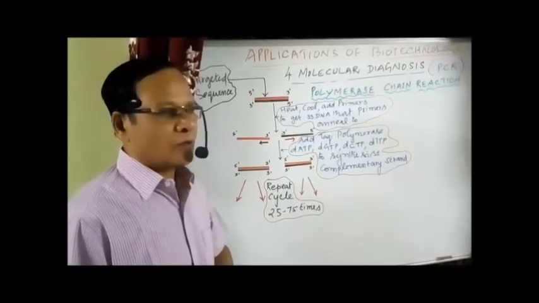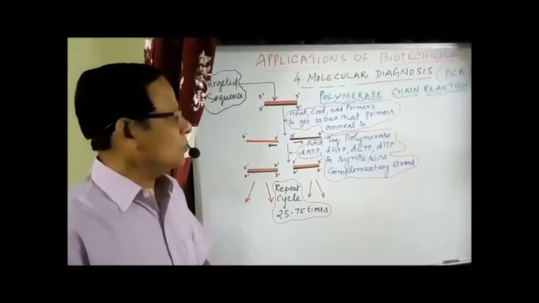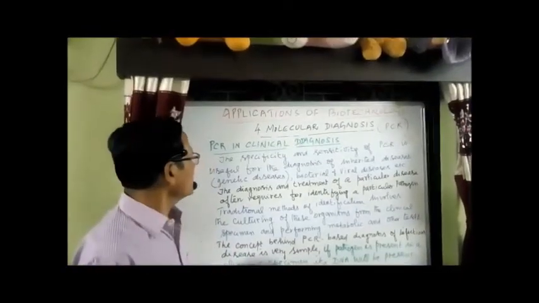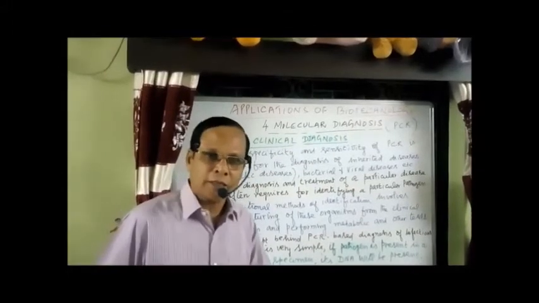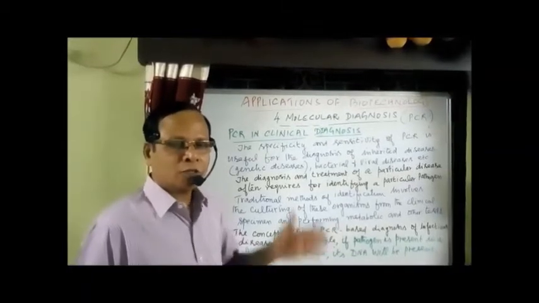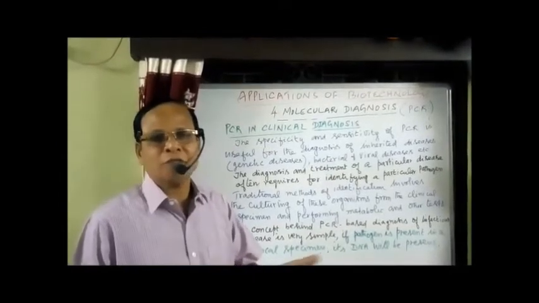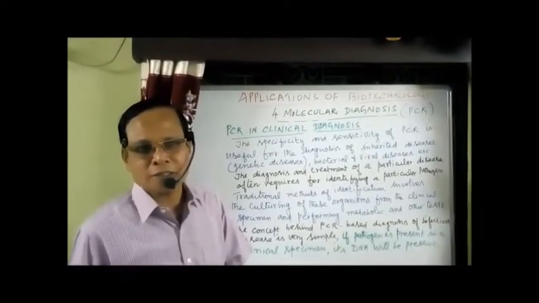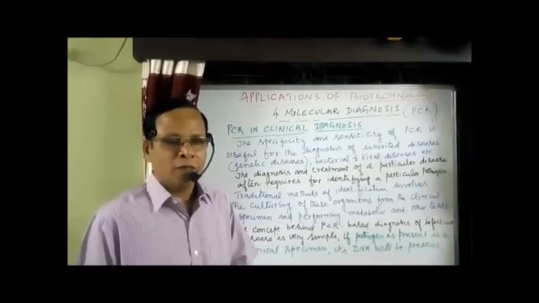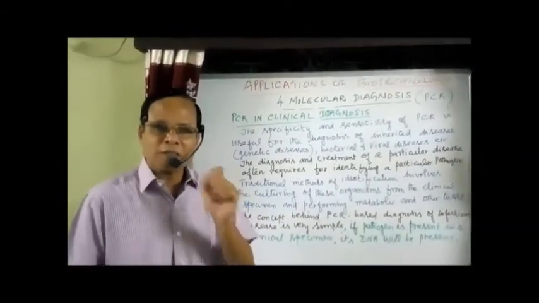The next one we have to go for is PCR in clinical diagnosis. What is the role of PCR in clinical diagnosis? Let's see now. You know the PCR is highly specific and sensitive. So the specificity and sensitivity of PCR is useful for diagnosis of different diseases like inherited diseases such as genetic disorders, bacterial diseases and viral diseases. And see that one, the diagnosis and treatment of a particular disease.